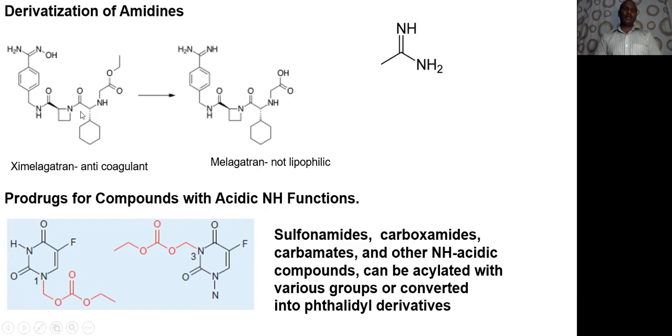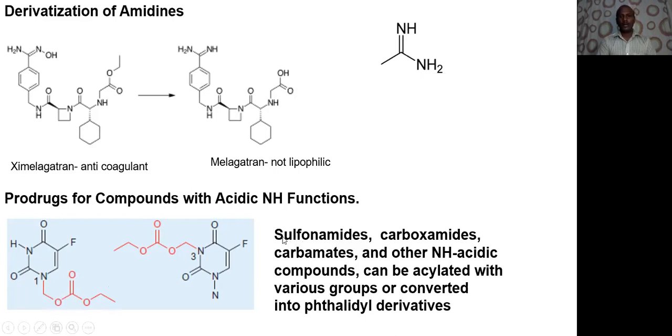And the next one is prodrugs for compounds with an acidic NH functional group. Here it is 5-fluorouracil, and how you convert it to again increase the lipid solubility. You can see that the acidic nitrogen is there, where this is a prodrug actually without this red moiety, and here you will have an H. Here also you have the hydrogen, and you can convert that into the prodrug moiety, the prodrug molecule.